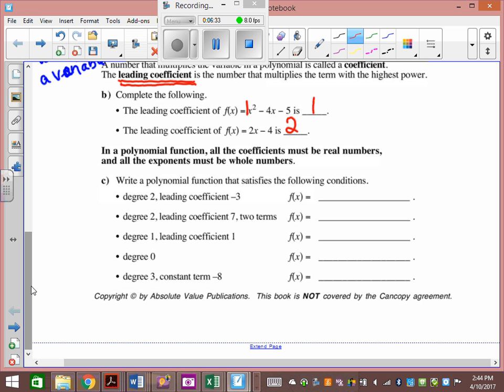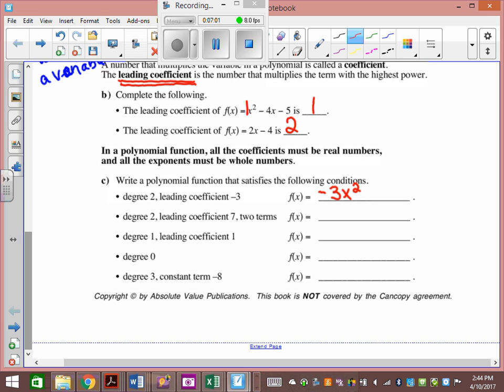Write a polynomial function that satisfies the following conditions. Degree 2. So what does my largest exponent have to be? x squared. And the leading coefficient of negative 3, what does that mean? The negative 3 has to be in front of the x squared. So I could just go negative 3x squared and I'd be done. Can I add more to it? Does it say that there can only be one term? Because if it said there was one term, I'd have to stop here.